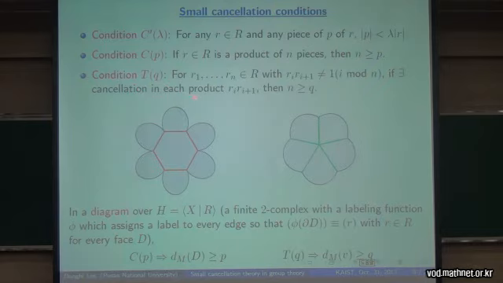And for condition TQ, let's look at this diagram, in particular this interior vertex. We see that there is cancellation between these two cells. Cancellation here, cancellation here, cancellation here, and cancellation here. So if condition TQ is satisfied, in order to obtain this kind of interior vertex, we need at least Q cells around, which means that the degree of this interior vertex is at least Q. So condition TQ implies that the degree of this interior vertex is at least Q. That's the geometric meaning of small cancellation conditions.